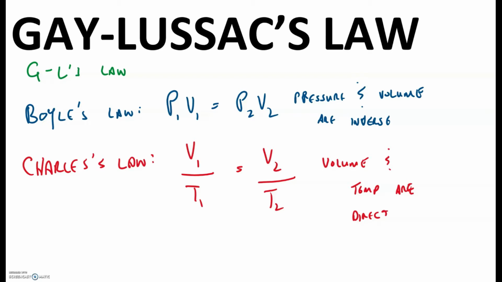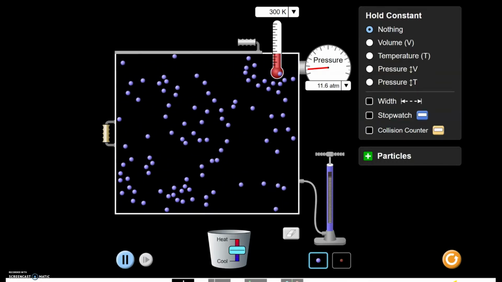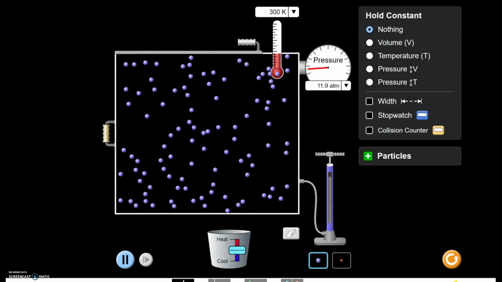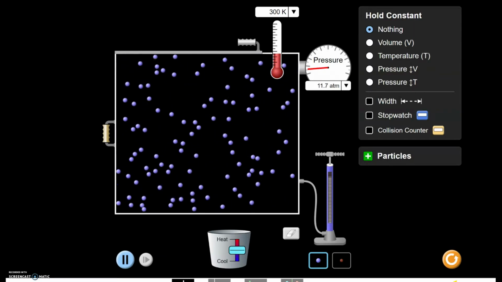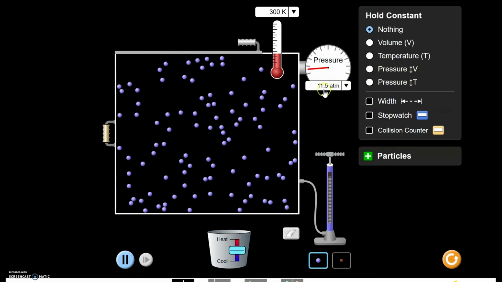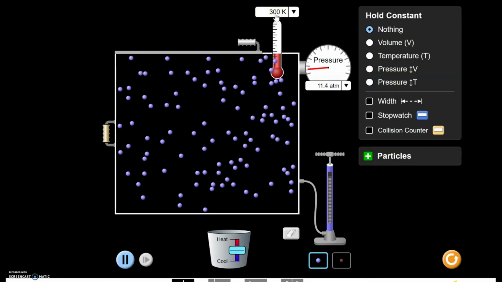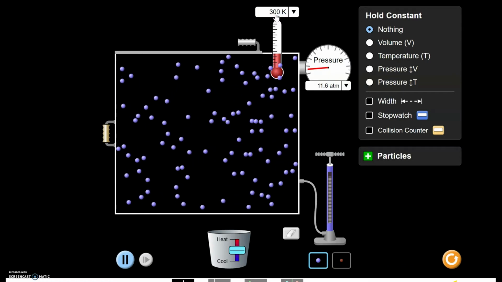Today, we're going to look at our final law. Let's go to our little simulator. And what we're going to do today is explore the relationship between pressure and temperature. So let's go there. Here we have in our simulator a bunch of gas particles bouncing around, and we'll keep the volume constant. But notice that we've got our pressure gauge in atmospheres, and we've got our temperature in kelvins. And let's try to predict what's going on here, because the volume is going to be fixed. So what's going to happen?